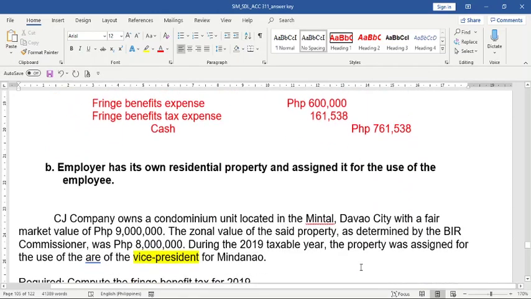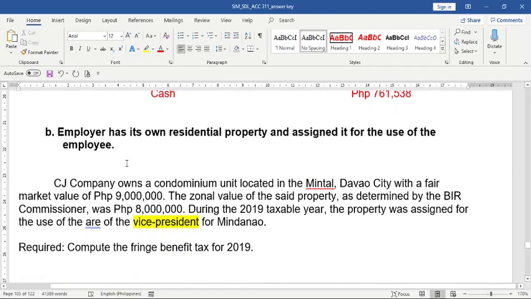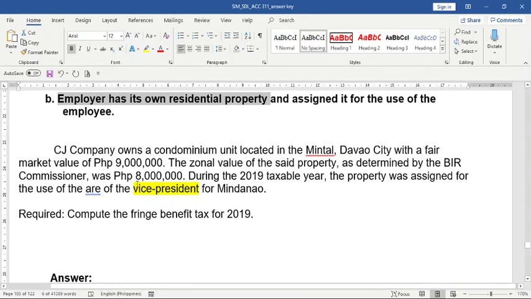Next. Another illustration. The employer has its own residential property and assigns it for the use of the employee. So take note, the owner is the employer. If the owner is the employer, remember to multiply by 50%. Okay? Assign. If there is an assignment, multiply by 2.5%.